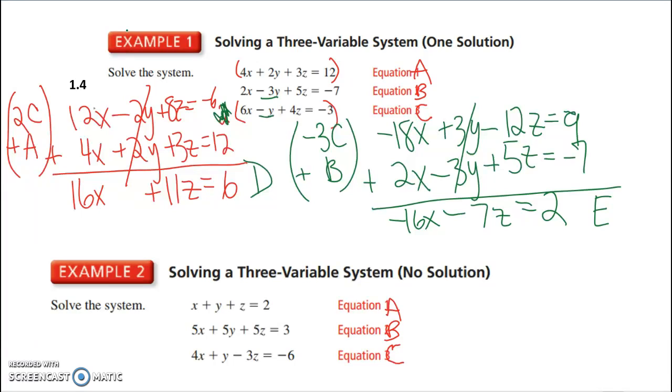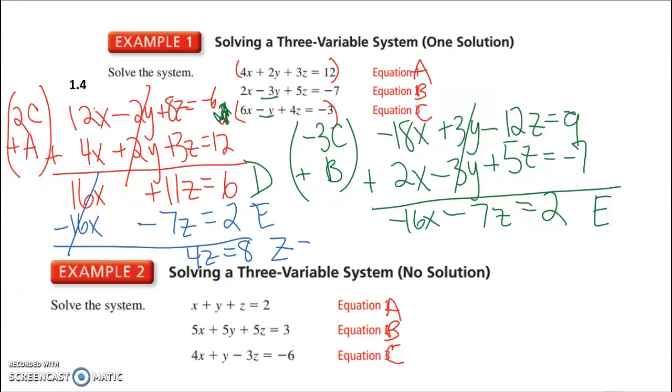Now I want to put equations D and E together and then solve for the missing variable. I just wrote equation E below equation D. The x's cancel out and I'm left with 4z equals 8. So divide both sides by 4 and I'm going to get z equals what? Good, I get z equals 2.